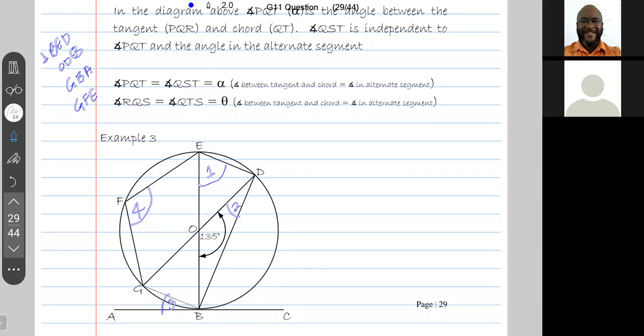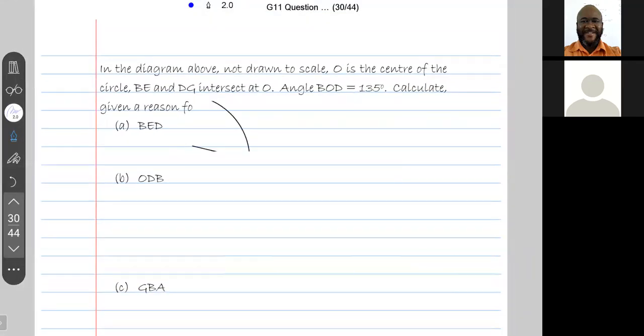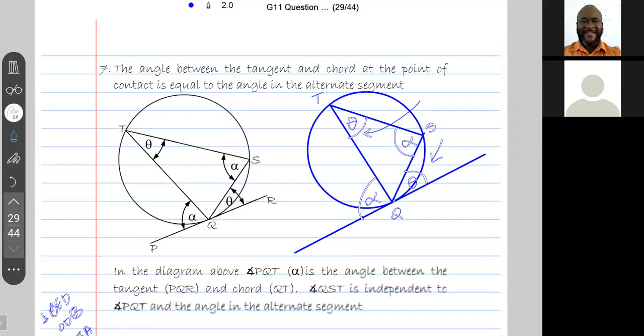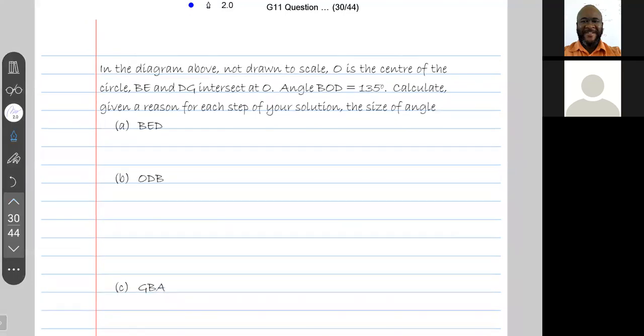All right, so next we're going to look at example 3. Example 3 refers to the diagram we're just looking at. It says in the diagram above, not drawn to scale, O is the center of the circle.